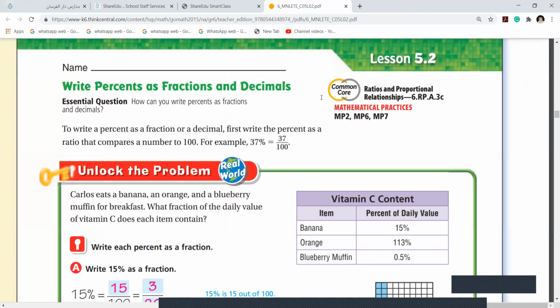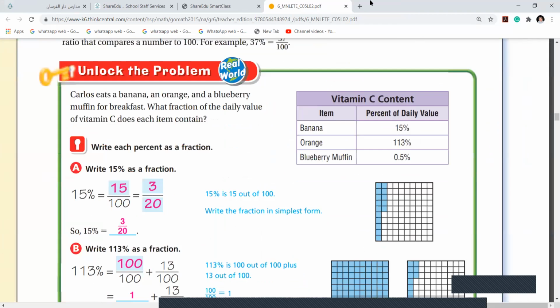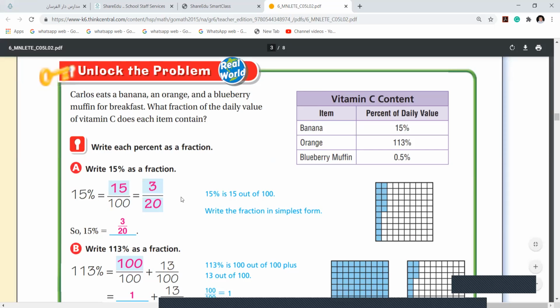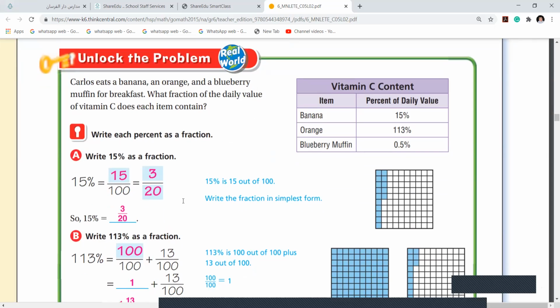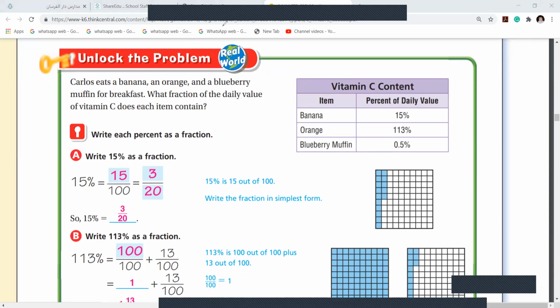Now I'll teach you how to write percent as a fraction. Again, you all know very well. 15%, if you have 15 over 100, you need to simplify it. You all remember simplification, girls? When you see 5 and 0, I told you always choose 5. 5 times 3, 15. 5 times 2, 10. 5 times 0, 0. 3 over 20 is your answer because 3 and 20 do not come in the same table. This is the first one.